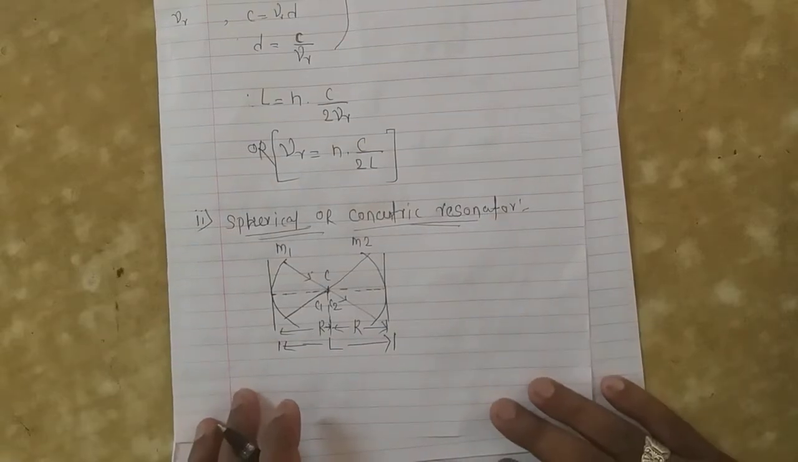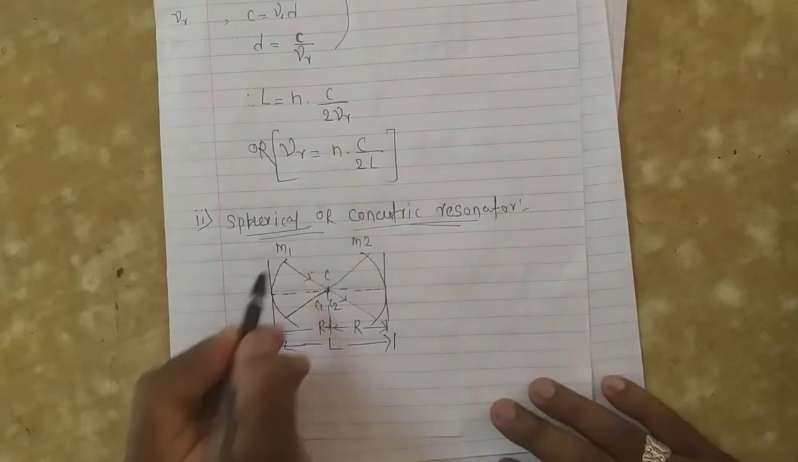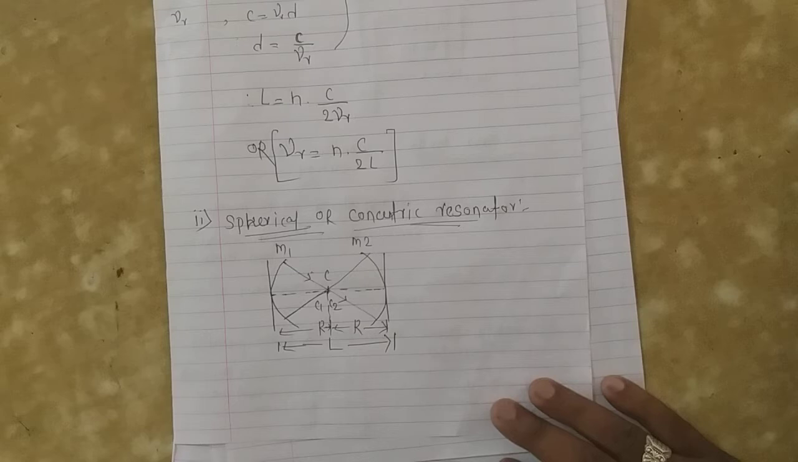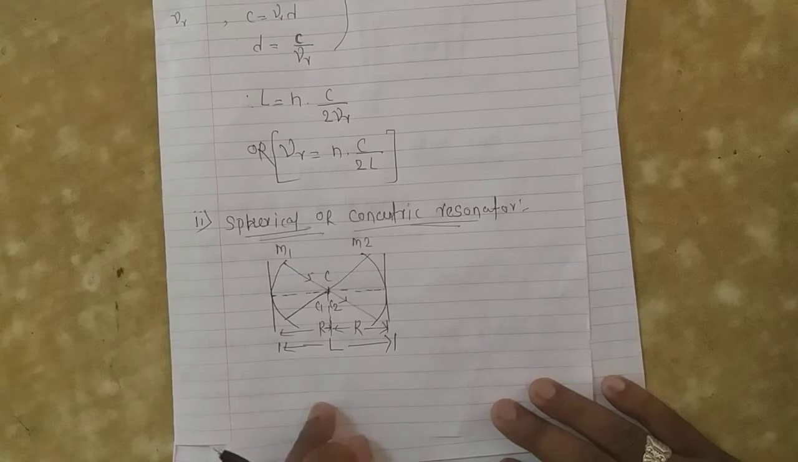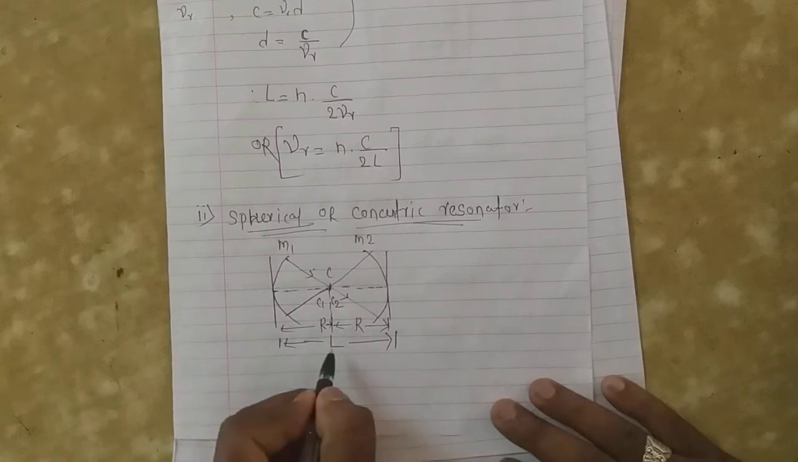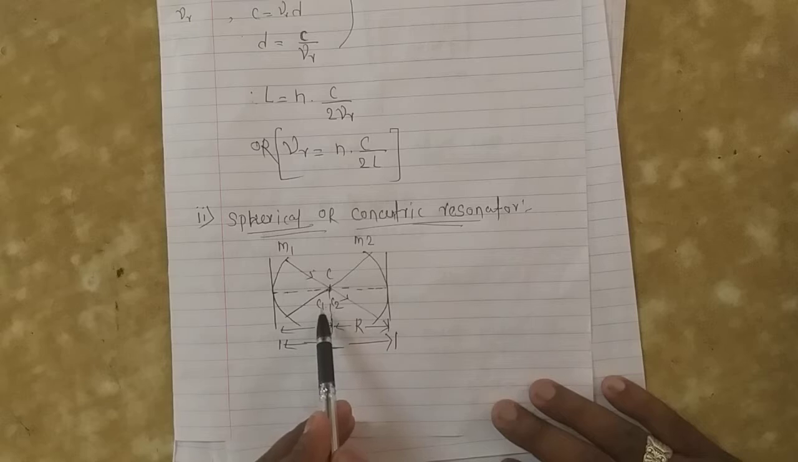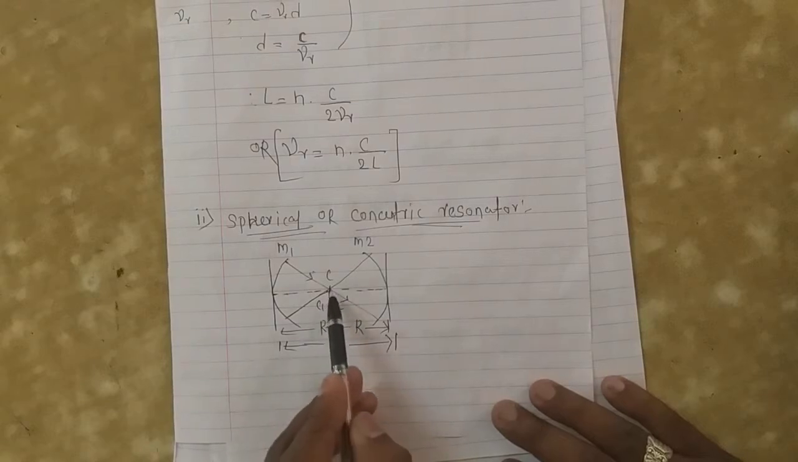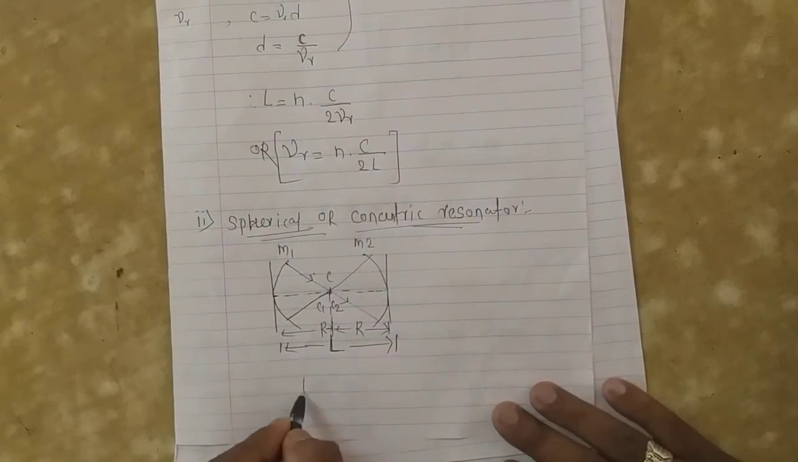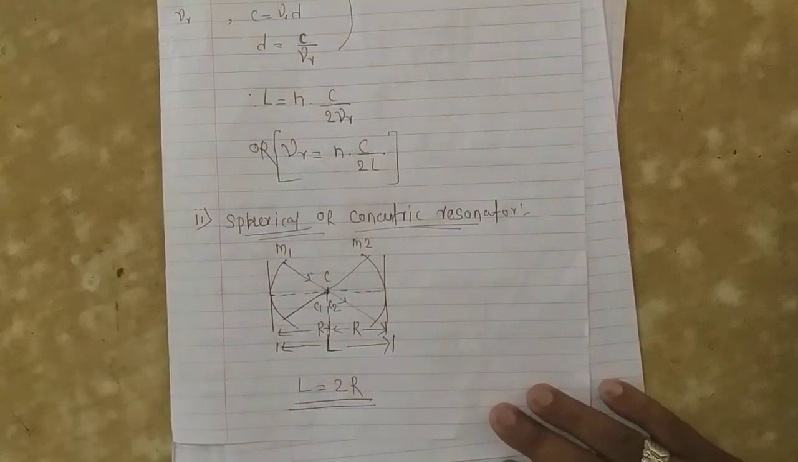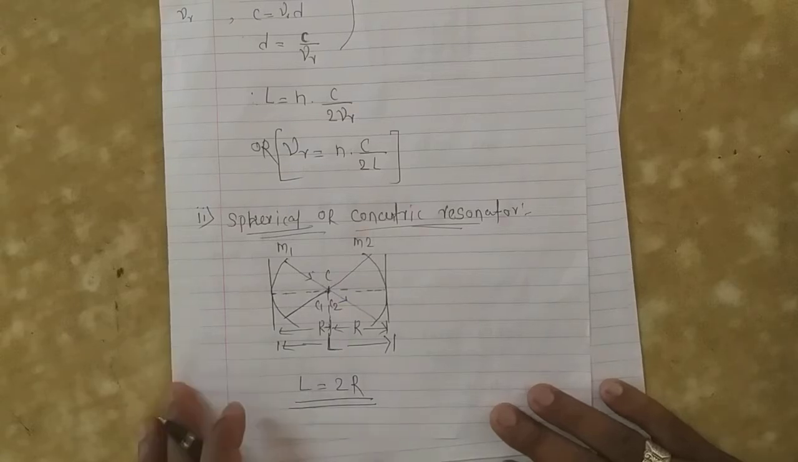We have considered the two spherical, or concave, mirrors with equal radii R, separated by a distance L. That is the distance between the two mirrors is L. The centers of curvature of the mirrors, C1 and C2, coincide. That's why L is equal to twice the radius of curvature. This is the spherical or concentric resonator.